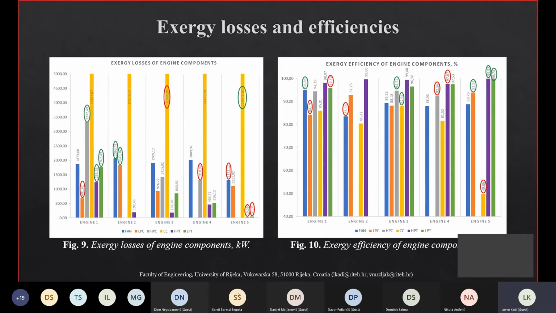The most exergy efficient combustion chamber was in engine 3, while the least exergy efficient combustion chamber was in engine 5. High pressure turbine with the highest exergy efficiency was found in engine 5, while the least exergy efficient one was found in engine 4. The most exergy efficient low pressure turbine was in engine 5, while the least exergy efficient low pressure turbine was found in engine 1.